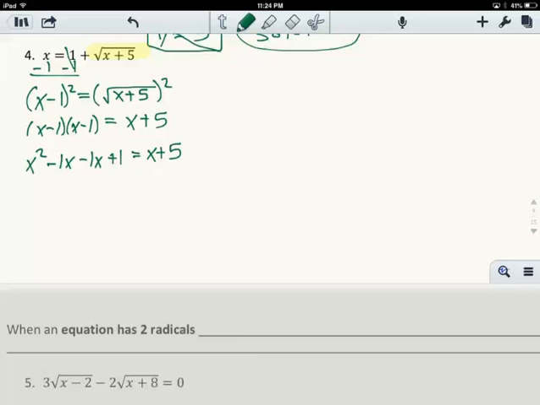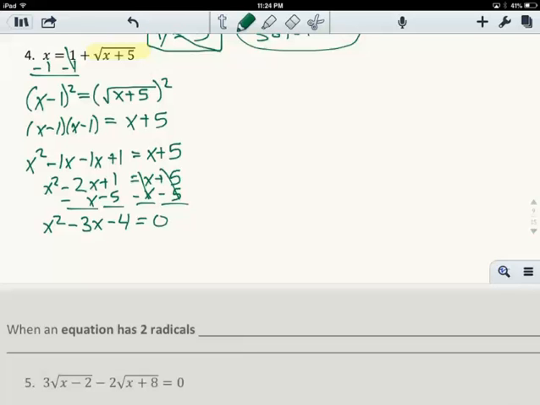We can combine some like terms. We'll have x squared minus 2x plus 1 equals x plus 5. And now we need to get it to equal 0. So we're going to subtract our x, and subtract our 5. I'm doing 2 steps at once here. Sorry about that if it confuses you. You'll end up with x squared minus 3x minus 4 equals 0.